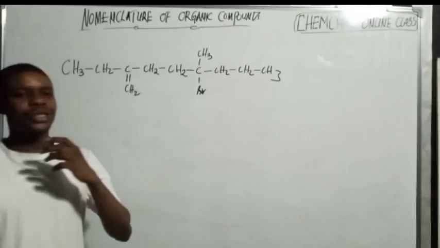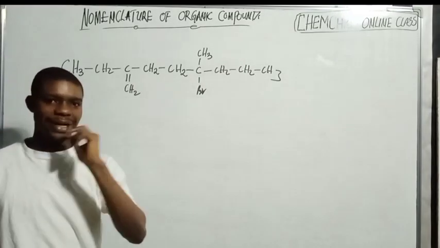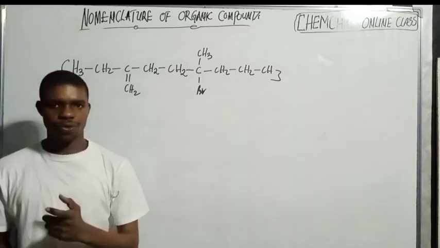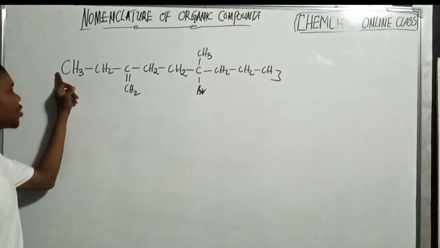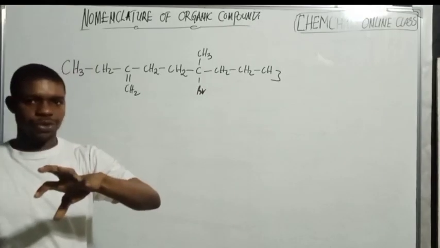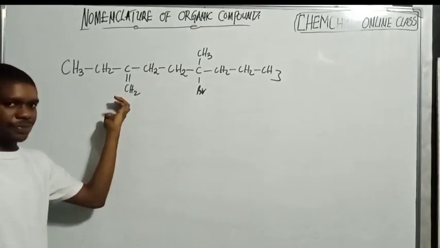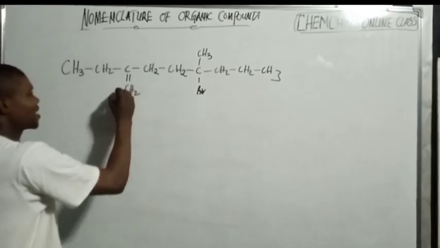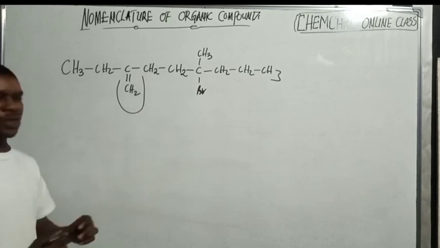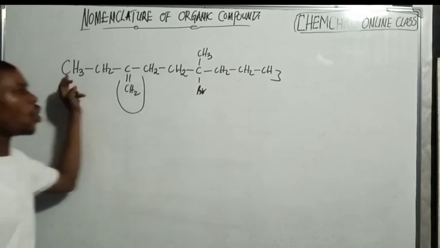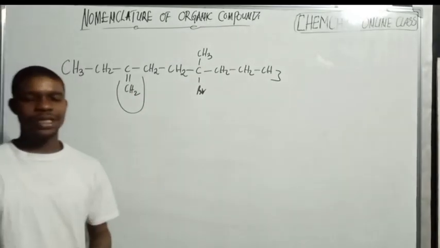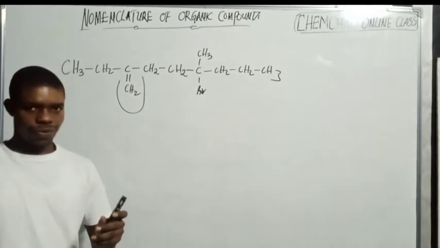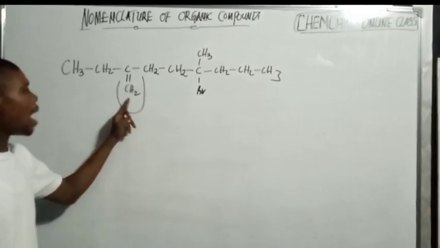Now, suppose you take from here to here as the parent chain, which is 9, it's going to be wrong. The reason is that from here to here does not include the double bond. The double bond starts from here. So if the chain does not contain the double bond, that is wrong. You understand? Now, I must start from here.